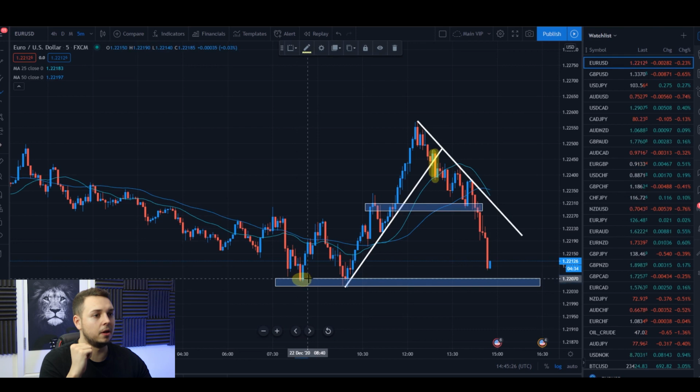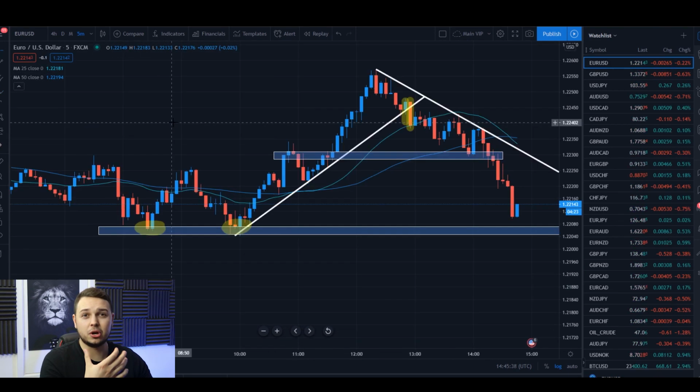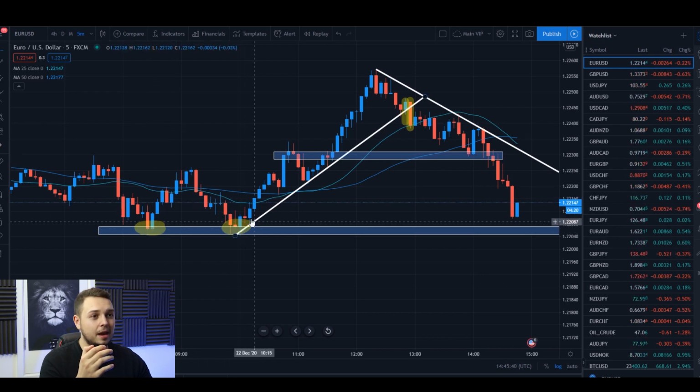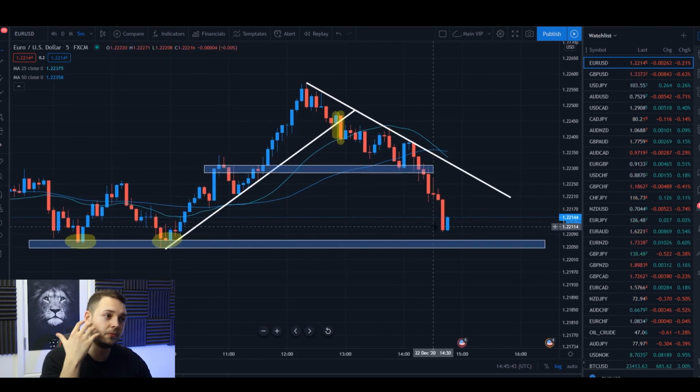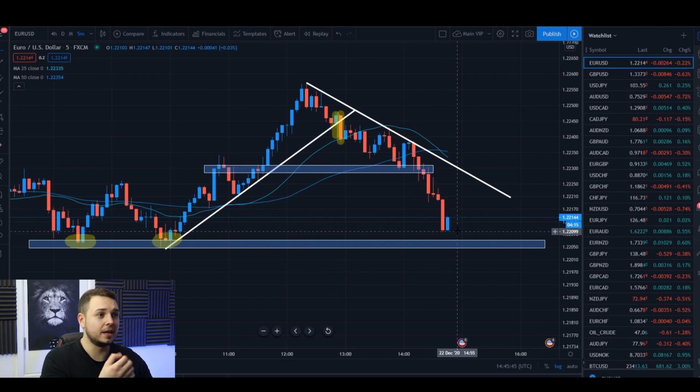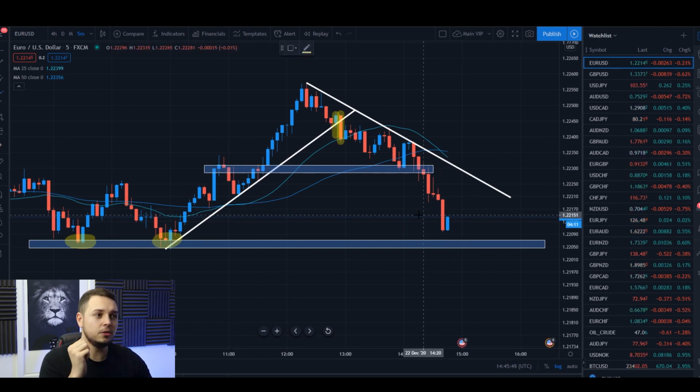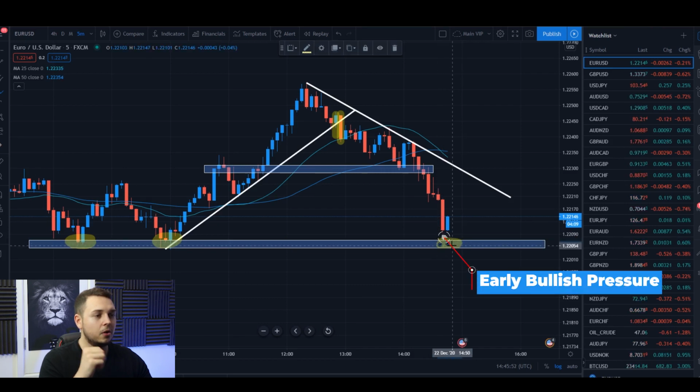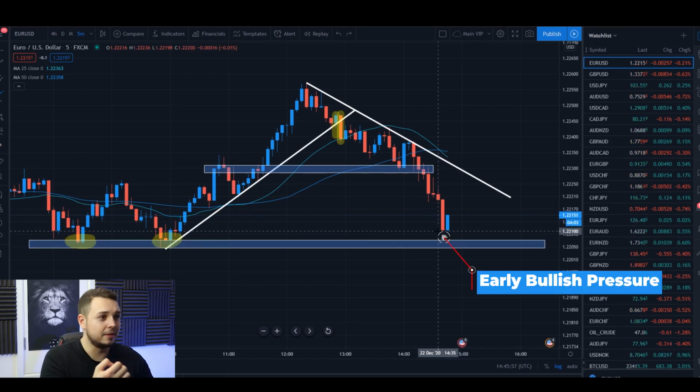If we just use the highlighter tool, this is the first zone, this is the second zone over here, which shows that there is a support in these area zones. More than likely, it will find an area of support once again. So as you can see, it's currently finding some sort of bullish pressure. It did not yet reach this area zone, but it is finding it. It's around this area zone.